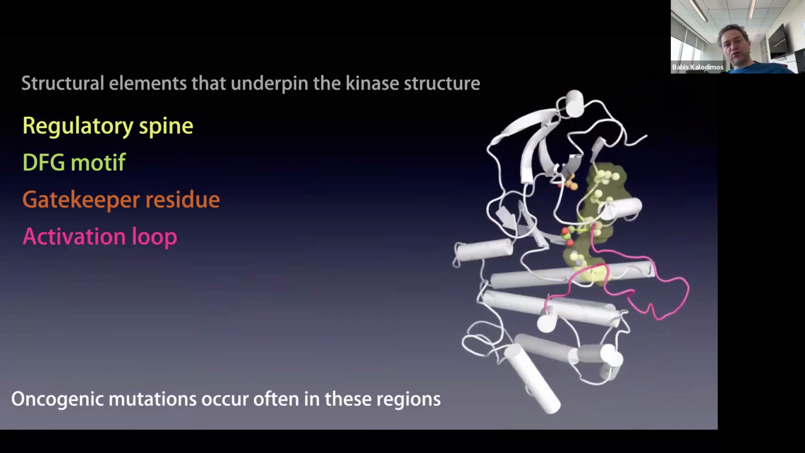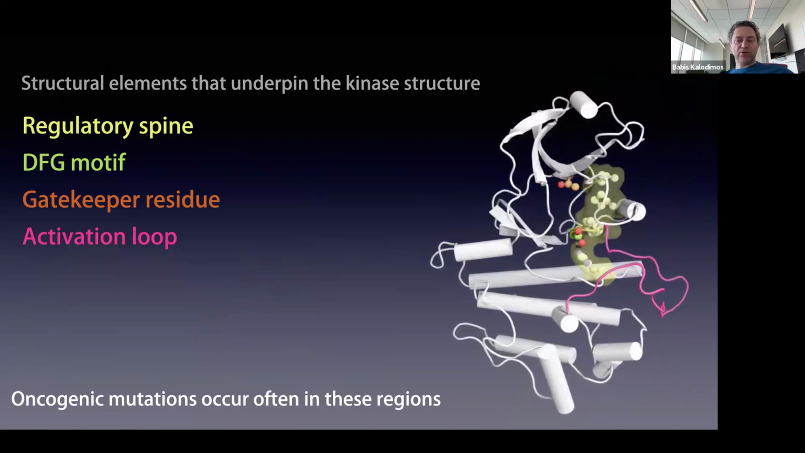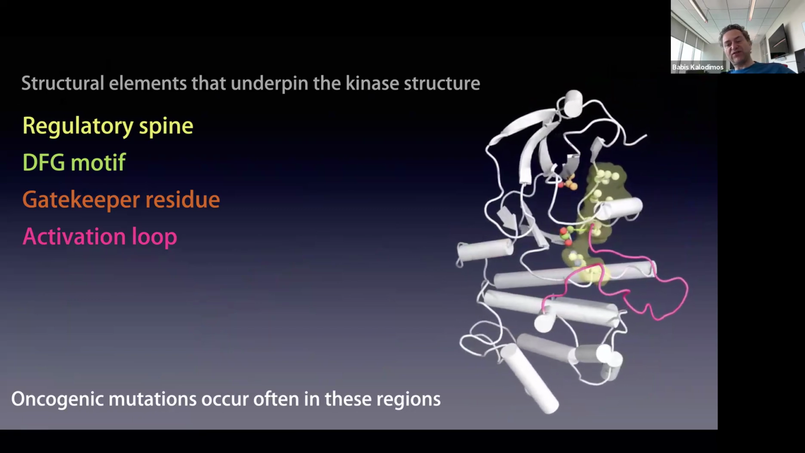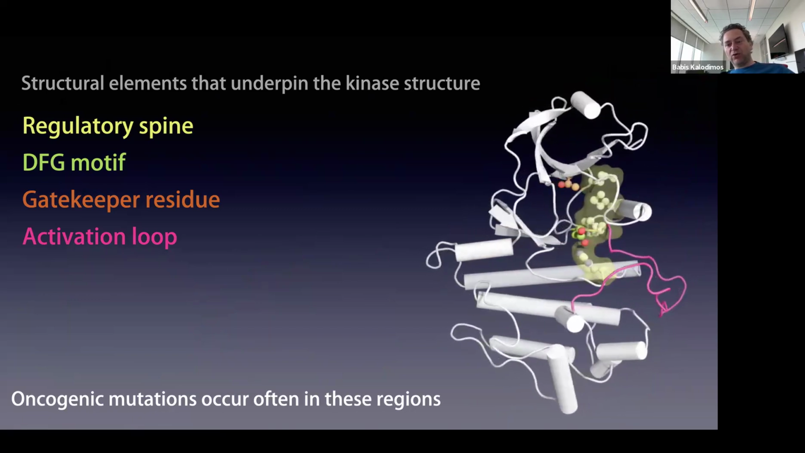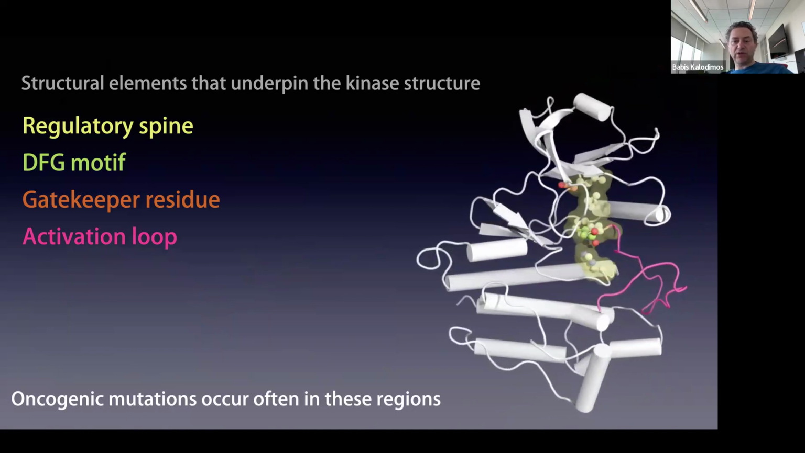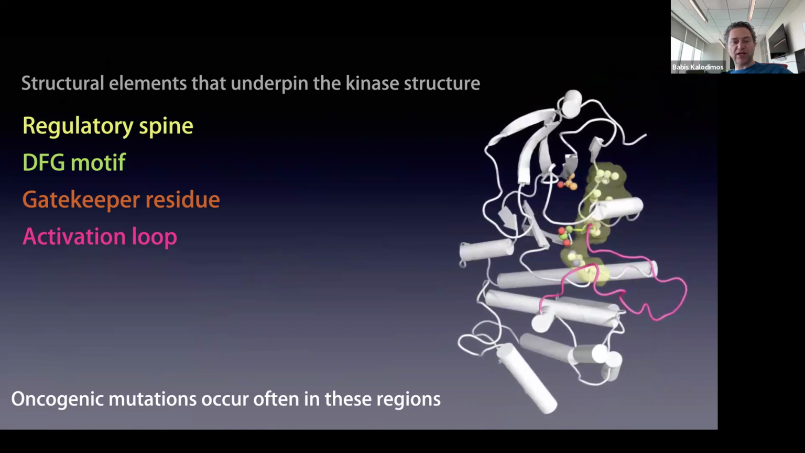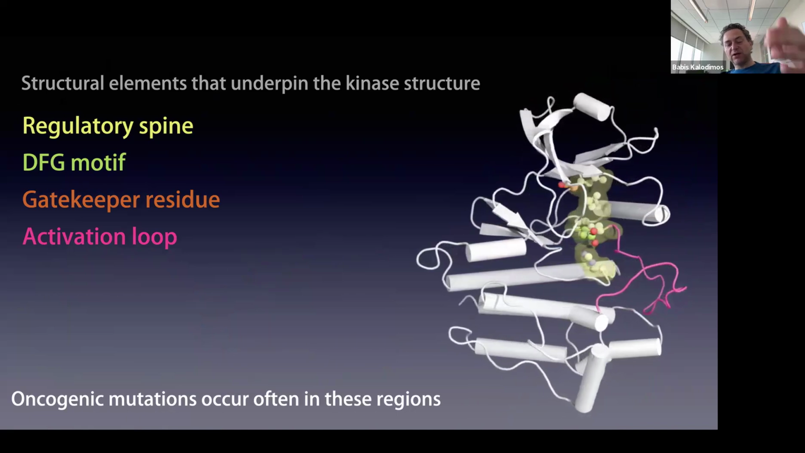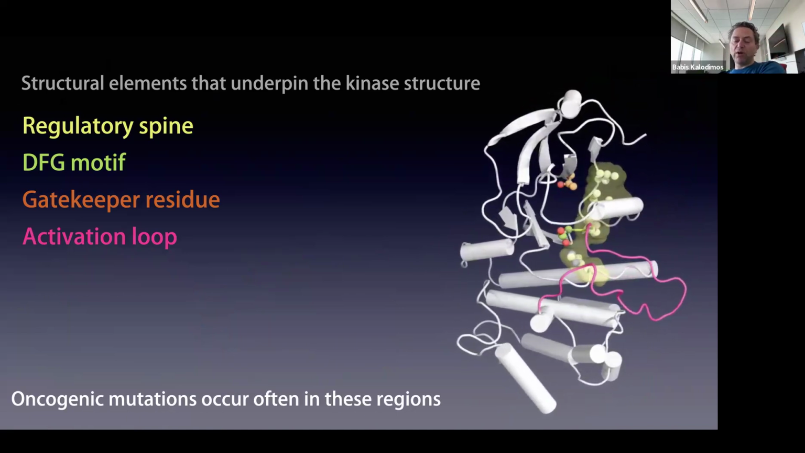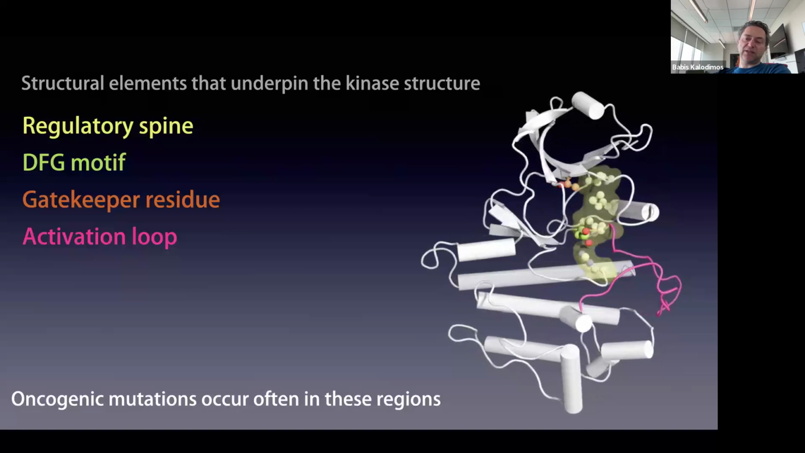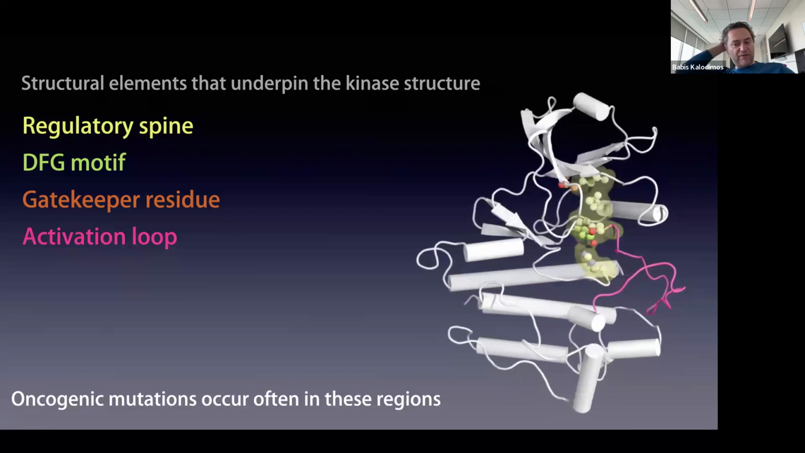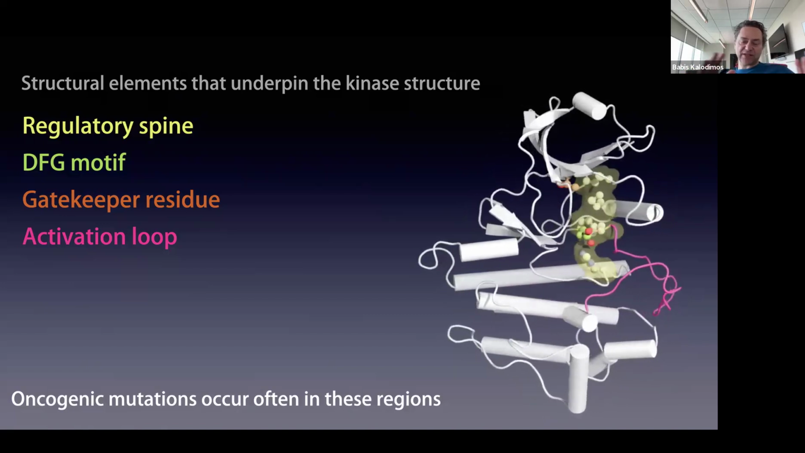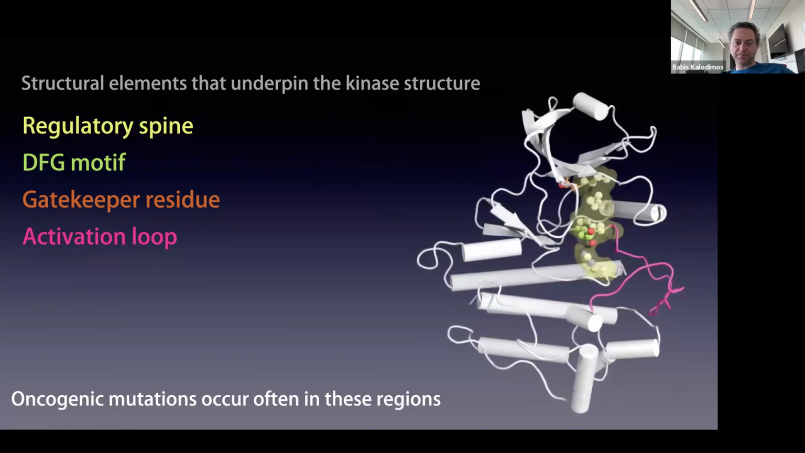Similarly, we can use this approach, from a mechanistic point of view and also from a clinical point of view in many cases, to understand the effect of mutations on the regulatory spine, the DFG motif, the gatekeeper residue that we just discussed, as well as the activation loop. This is important because these are hotspot areas for oncogenic mutations. It's very well known that many kinases have this kind of mutation that gives rise to disease because they hijack the system and mess with the conformational landscape.